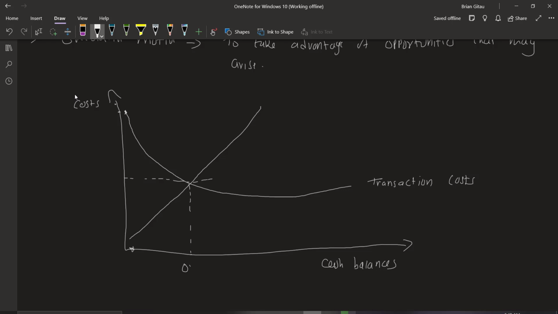This will be our optimal cash balance. And if that is our optimal cash balance, then it means that our total relevant cost curve will look something like this. The cost will decrease as we increase the cash balance. It will remain constant, and then it will increase back again. So this is our opportunity cost. And this is our optimal cash balance, or our total relevant cost.